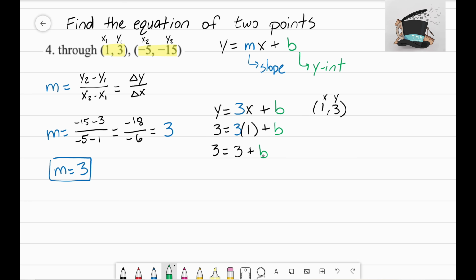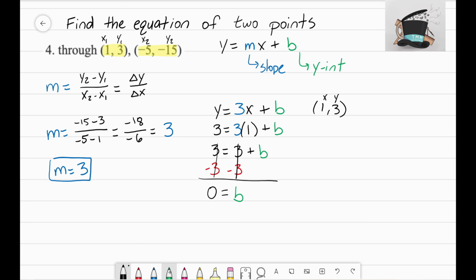I want to isolate b. I want b by itself. Since I'm adding 3, in order to undo that, I need to subtract 3 on both sides. If I subtract 3, the 3s on the right side zero out, so on my right side I'm just left with b. I've isolated my y-intercept. And b equals 3 minus 3, which also zeroes out. So now I know that b equals 0.